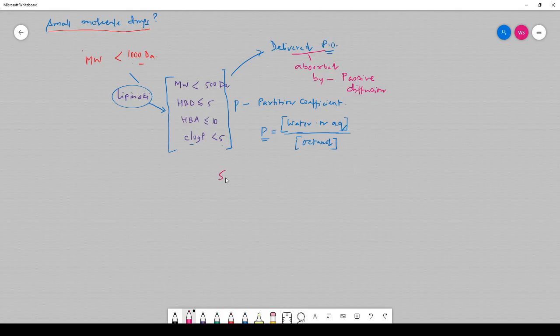Now, there are drugs like natural products. It will be observed that natural products strictly don't follow Lipinski's rule. If we observe, these numbers are all multiples of 5. So this rule itself is called Lipinski's rule of 5.